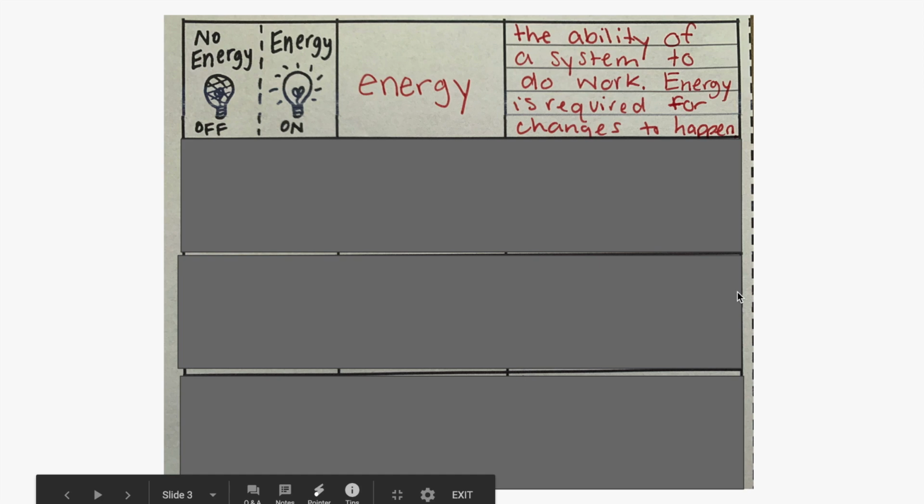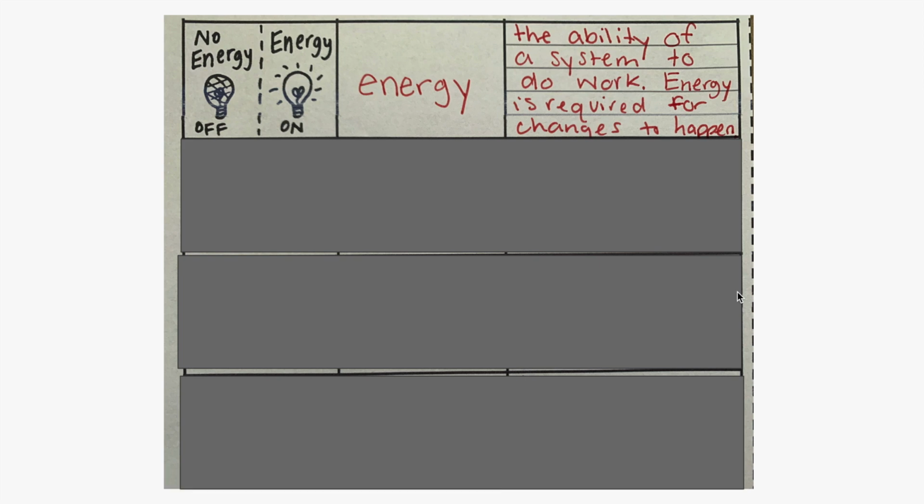So our first definition is energy, and that is the ability of a system to do work. So energy is required for changes to happen. So over here you can see that this light bulb had no energy, and then when it was given energy, it was able to turn on.